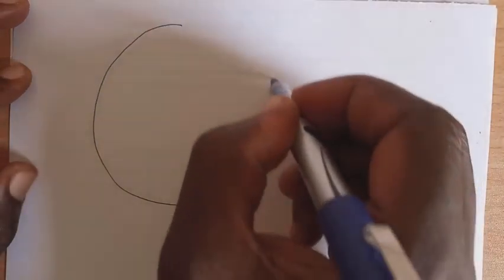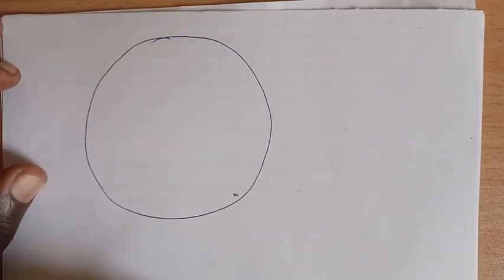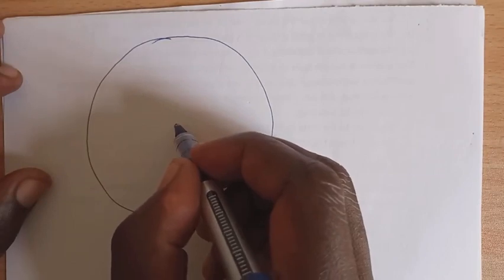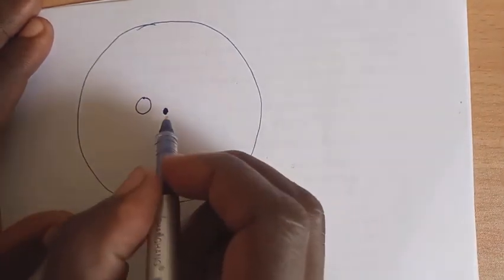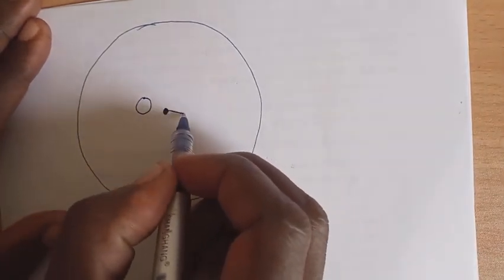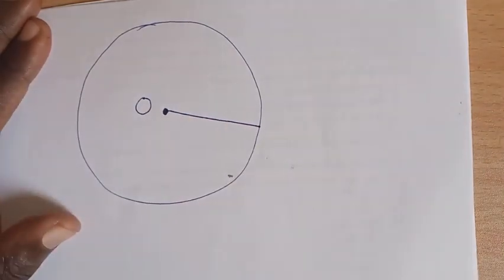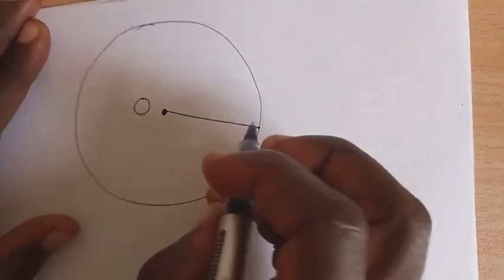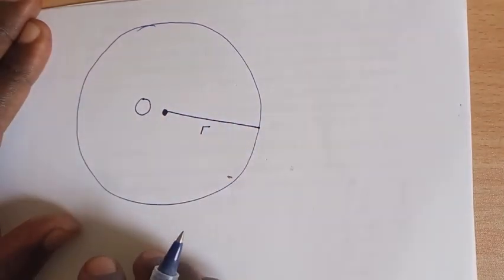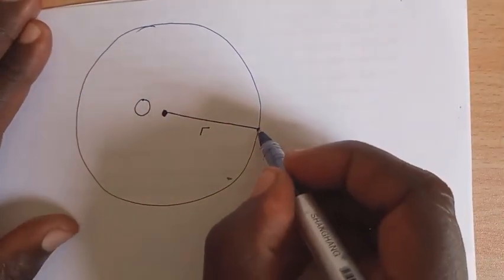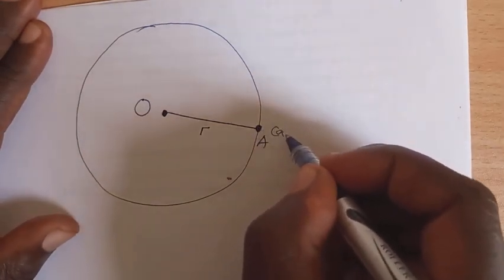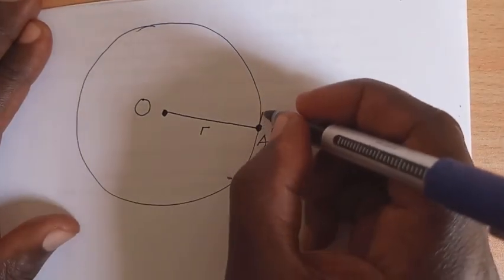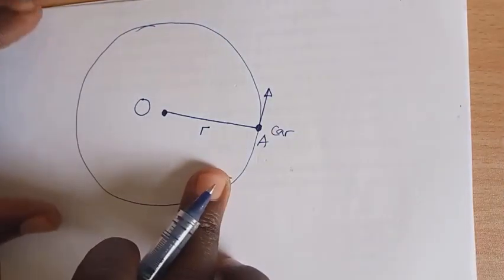Let's say we have a circular track, and this is the center of the circle. We can name this center of the circle O. If I draw a straight line from the center to this track, the distance from here to here is called the radius and is given the letter R. Let's name this point A, and let's say we have a car here, and it is moving in this direction.